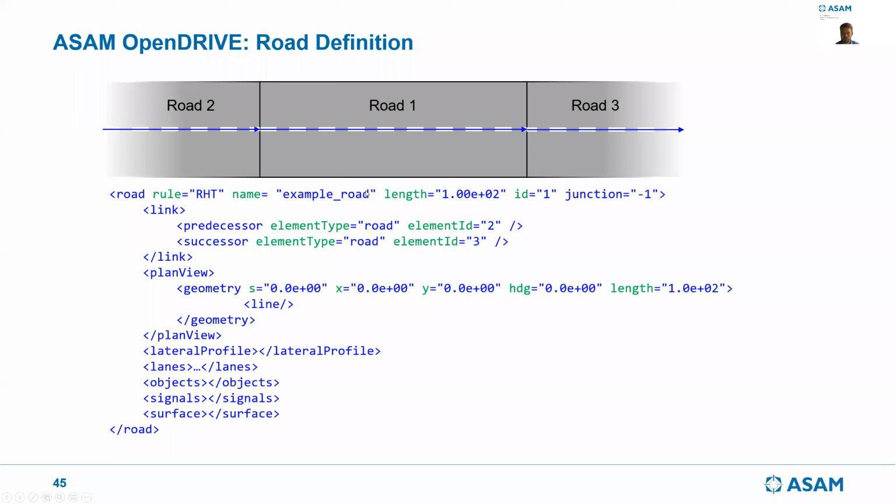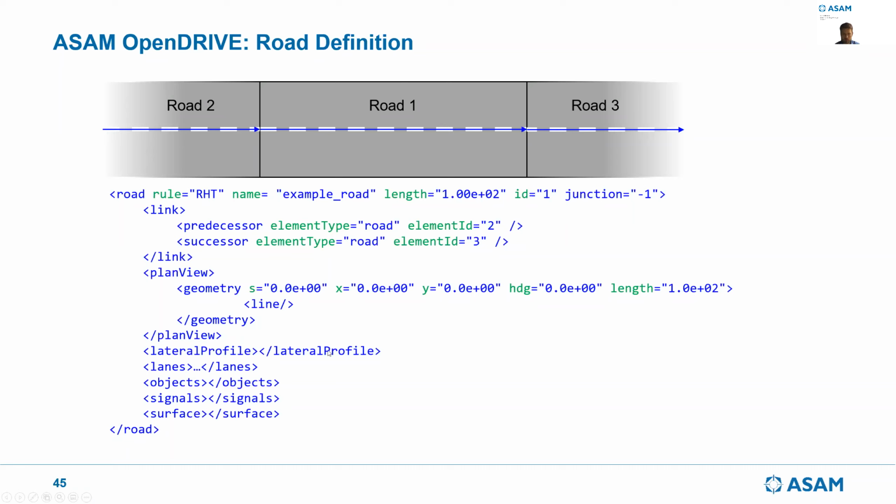right-hand traffic, in that case the example road with the length, defining your links, where does your road link to, then come up with the plan view. So in the plan view, you define all the geometry elements. And of course, if we would have a curved road, as we had in the example before, we would have many more geometry entries here containing, for example, parametric cubic polynomials or spirals, arcs, and lines and stuff like that.